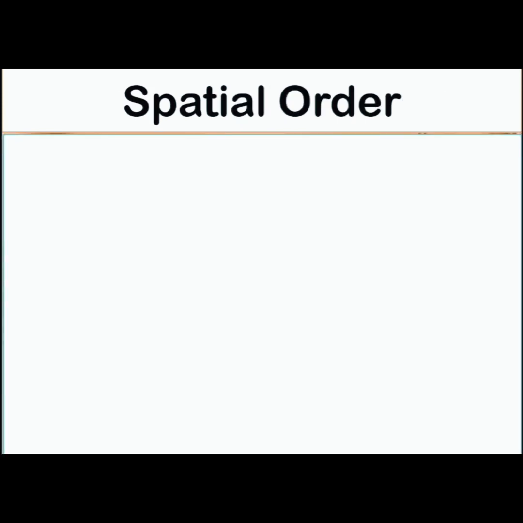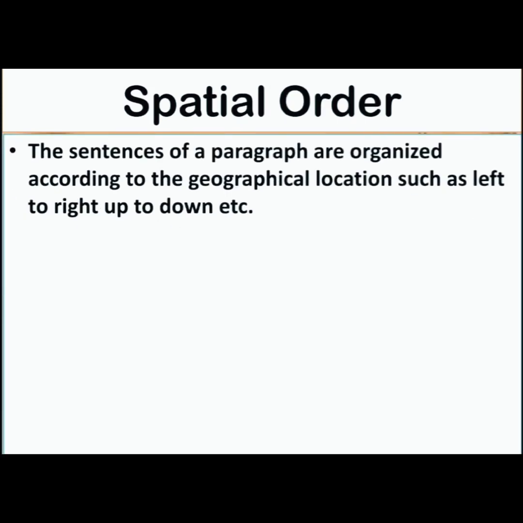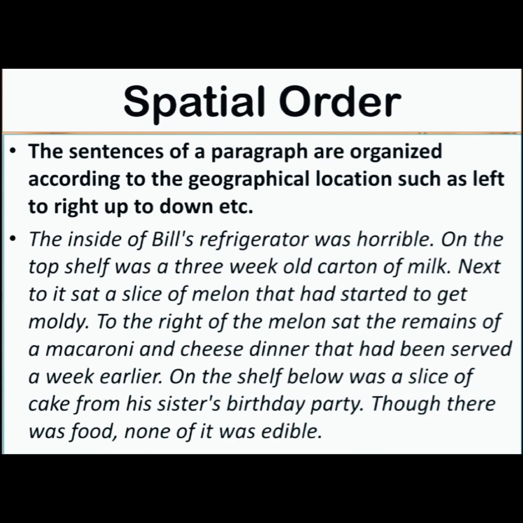Spatial order. The sentences of a paragraph are organized according to the geographical location, such as left to right, up to down, and others. This type of order is used in order for our reader to imagine the physical positioning of things we wanted to say.